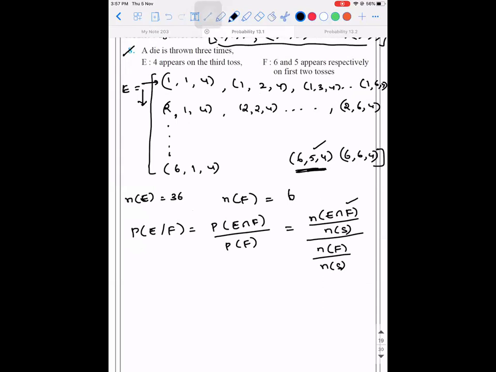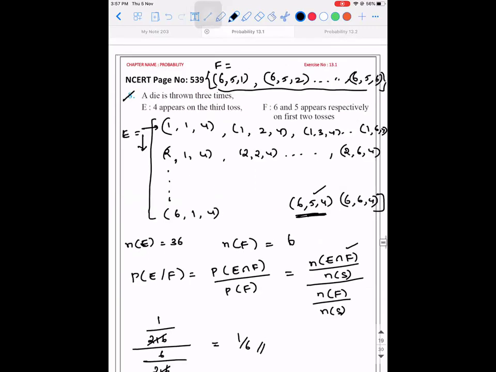Now tell me, guys. The number of elements which are common to E and F is 1 out of 216, divided by 6 out of 216. This and this will get cancelled. The answer will be 1 by 6. Sir, how 1, sir? Because there is only one element, no? What is common in F and E? It is 654. That is the only common element, though E has 36 elements.